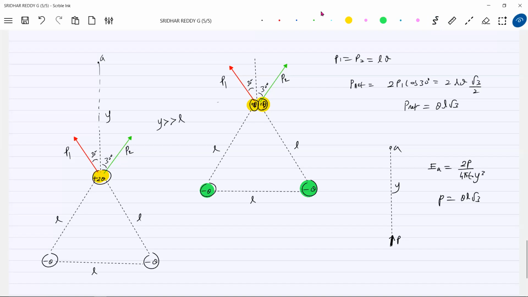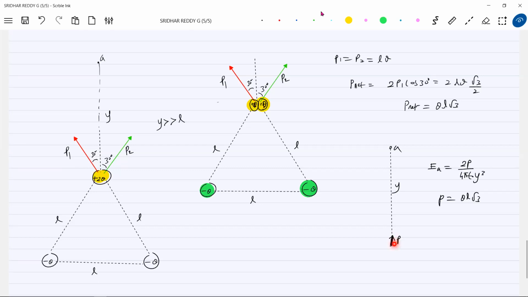Tell me, is this approach easier, or would you find the field strength at point A due to this plus 2Q charge, due to the minus Q charges, then take the vector sum, then simplify, and then end up with this answer? The condition is y very much greater than L. So this will be much easier, no? In this, all three point charges are replaced by one dipole. What is this P? Whatever field all these three charges produce is produced by this dipole only.